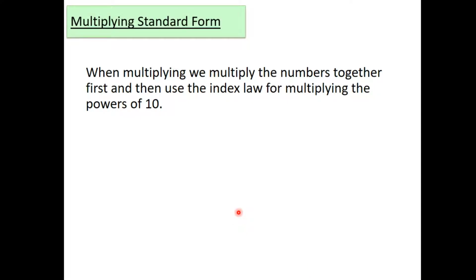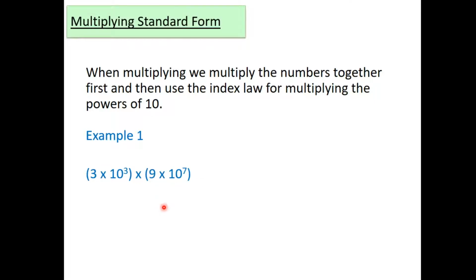Multiplying numbers in standard form really requires you to remember the rules for index laws as well as basic multiplication skills. So for example, with this question, you've got 3 times 10 cubed times 9 times 10 to the 7. So we've got two numbers in standard form. This is basically 3,000 times 90 million.